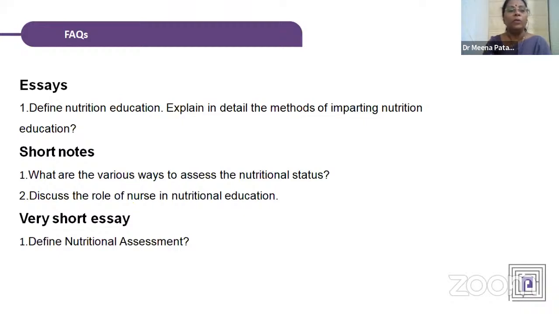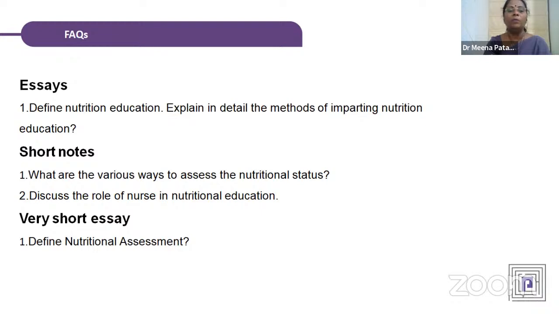Let us see the questions in this particular unit. Essay: define nutrition education. Explain in detail the methods of imparting nutrition education, which is like covering the entire unit. Short notes: what are the various ways to assess the nutritional status? Discuss the role of the nurse in nutritional education.